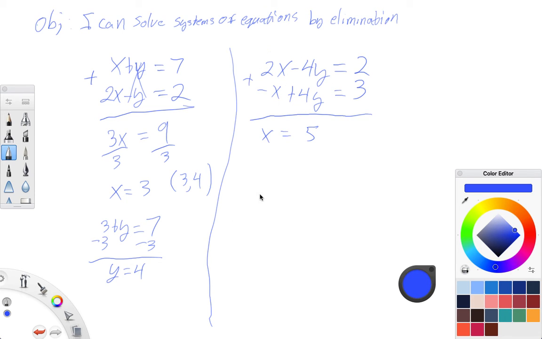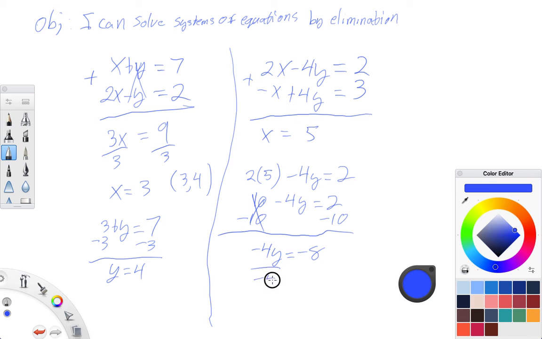And then I'm going to plug it into the top equation. It doesn't really matter. So I have 2 times 5 minus 4y equals 2. 10 minus 4y equals 2. Subtract 10 from both sides, and those cancel. Negative 4y equals 2 minus 10, which is negative 8. Divide both sides by negative 4, and y equals 2. So for this one, my ordered pair would be (5, 2).